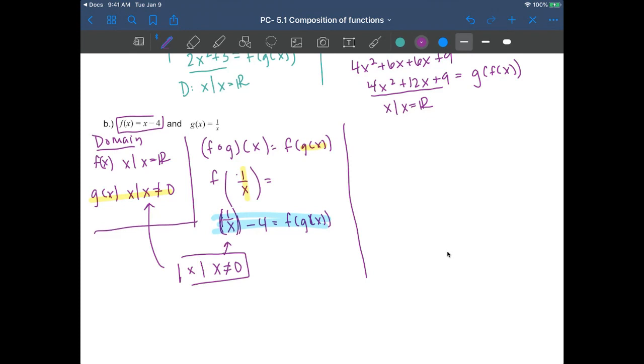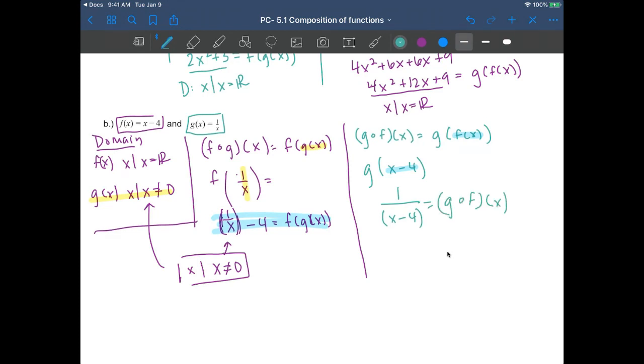All right, last one. We're doing g of f of x. Okay, I always rewrite in this form, g of f of x. What is f of x? It's x minus 4. So we have g of x minus 4. I'm plugging in x minus 4 into the function g, which is 1 over x. So 1 over, instead of x, we are writing x minus 4. And that is g of f of x.